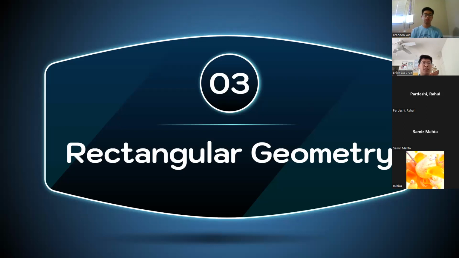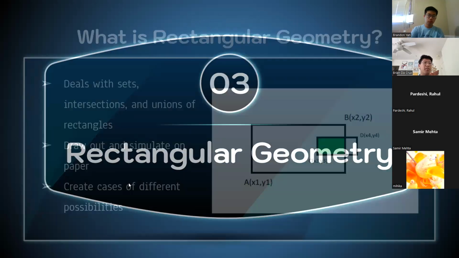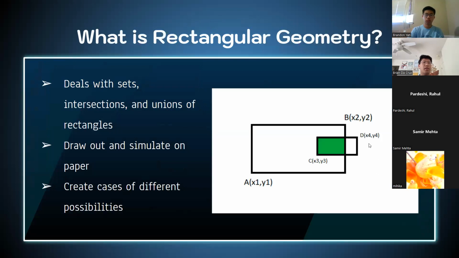Next we'll be going over our essential topic for today, which is rectangular geometry, our first competitive programming intro topic. So what is rectangular geometry? This is going to mainly deal with sets, intersections, and unions of rectangles. If you learned sets in math, that can be useful here. Some quick tips: we suggest drawing out and simulating scenarios for this topic and creating different cases of possibilities.